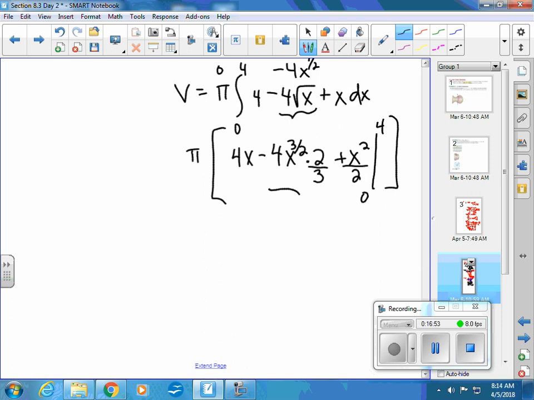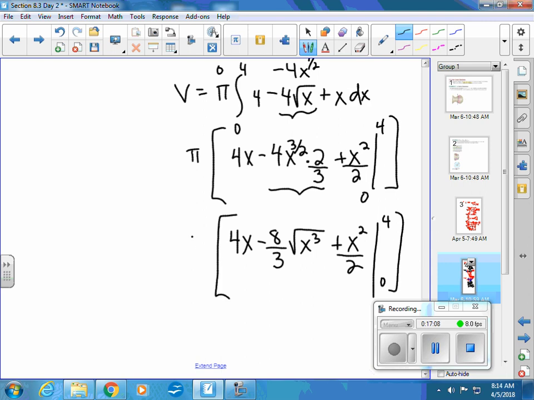Now, what does this mean? This means, let's see, 4x minus 8 thirds times the square root of x cubed plus x squared over 2 from 0 to 4. Whenever you have a negative or a fractional exponent, you really should clean it up before you start plugging your numbers in. It'll just be a little easier on you.